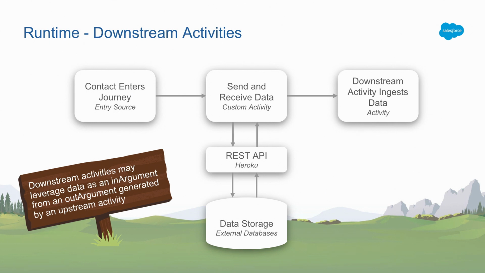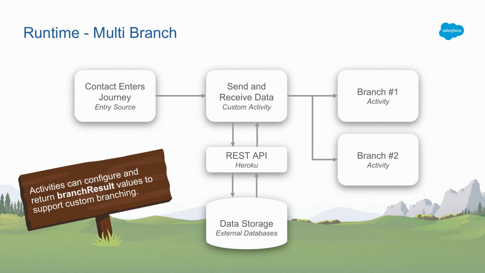We have something called a REST decision, which is a slight variation, kind of the loyalty program, platinum or gold members that I talked about. And if you return a specific attribute called a branch result, you can control the path that the person takes out of your custom activity.